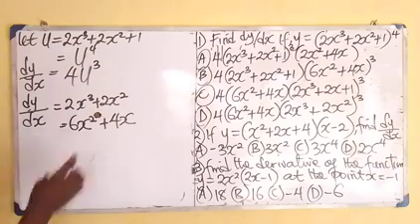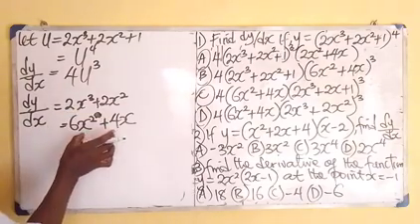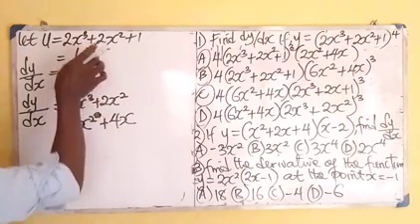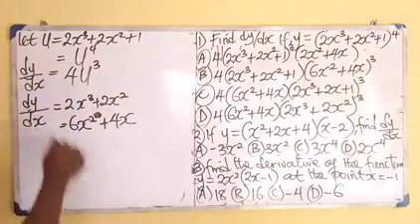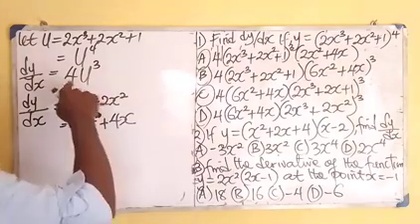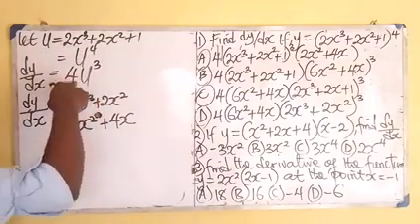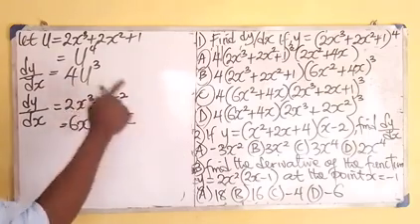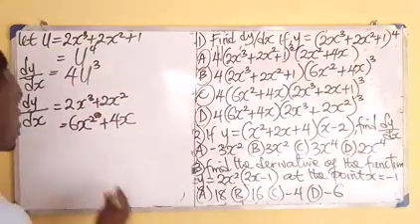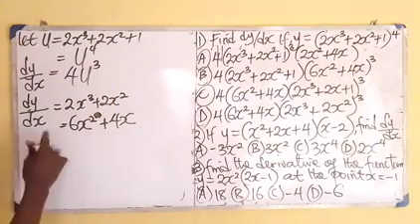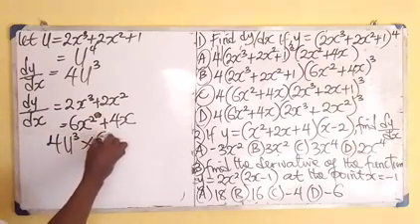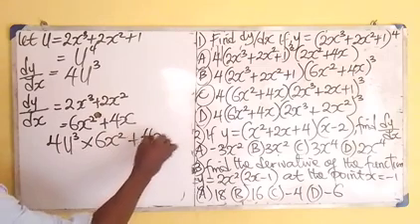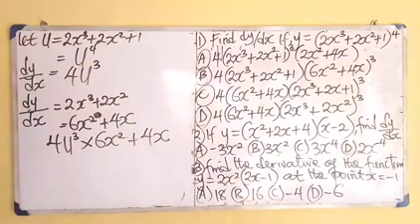What do we do next? You multiply. We differentiated this, we got this, right? I differentiated this and I got this. I differentiated this and I got this. All right, so let us multiply. It becomes 4u cubed times 6x squared plus 4x. All right, don't forget that this 4 affects everything.